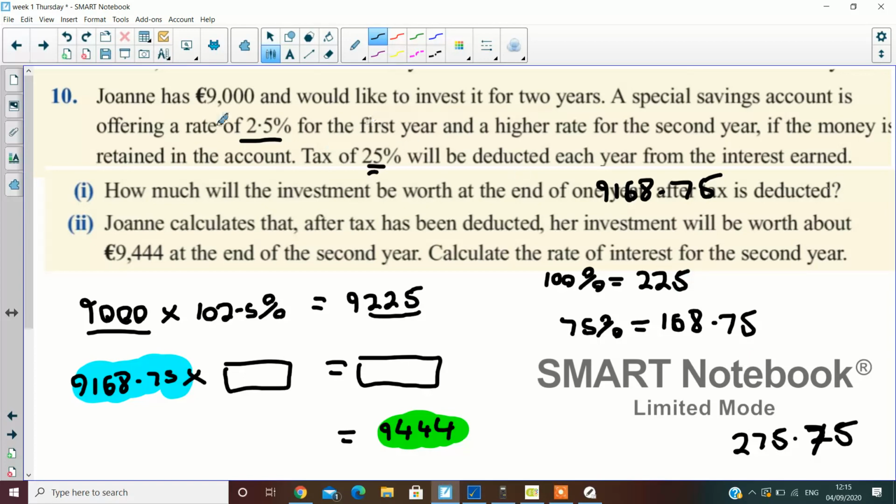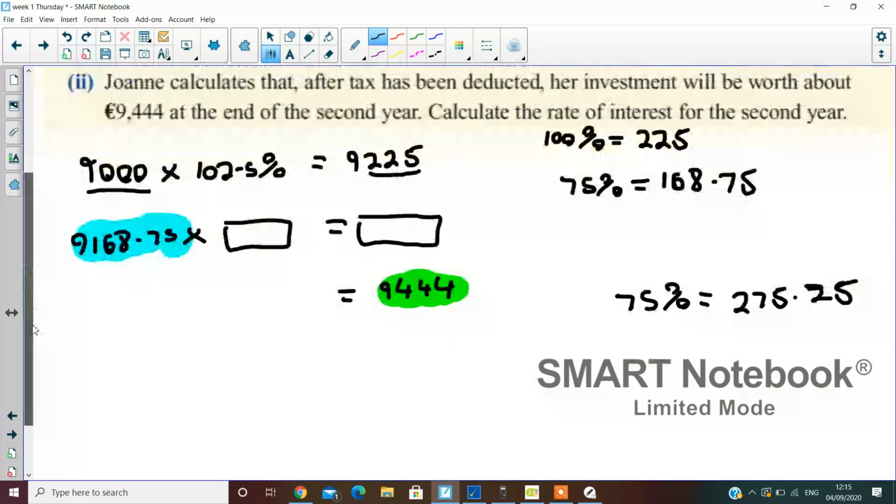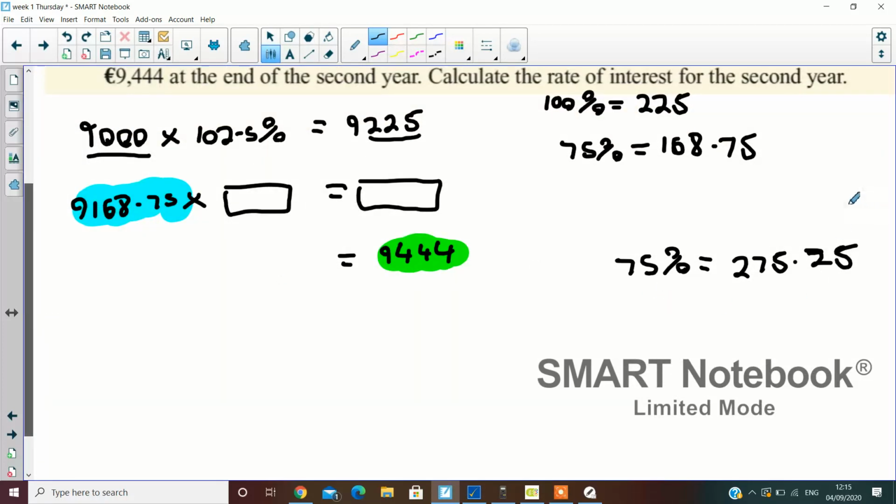Oh, sorry. So it's 75% of your interest. It is the interest you're allowed to keep. So that's 75% of the interest. Now you've got to turn that into 100% of the interest. So how did you do that? Divide by 75 and multiply by 100. And what did you get? 367 on the money, like, no decimals.